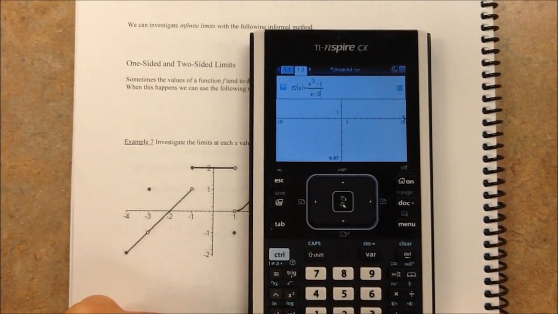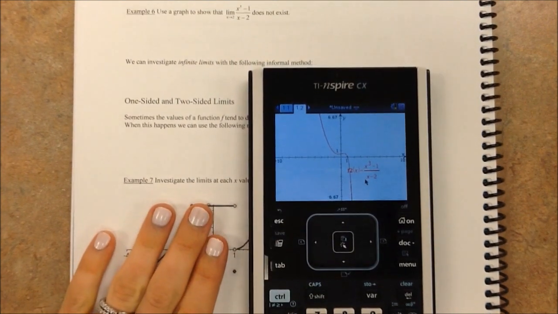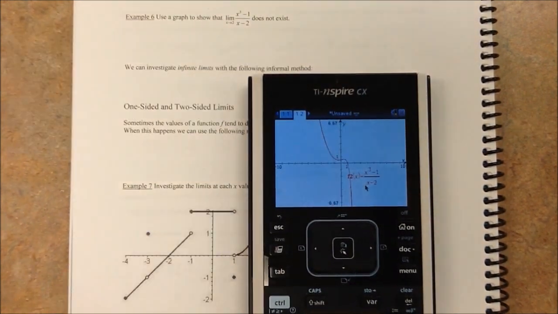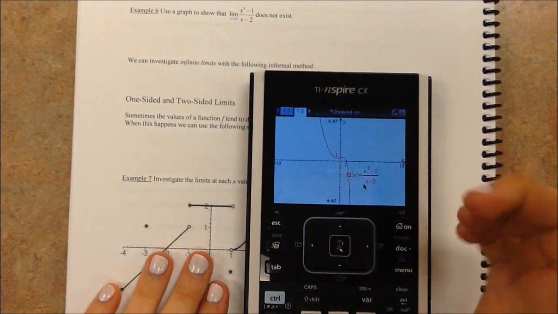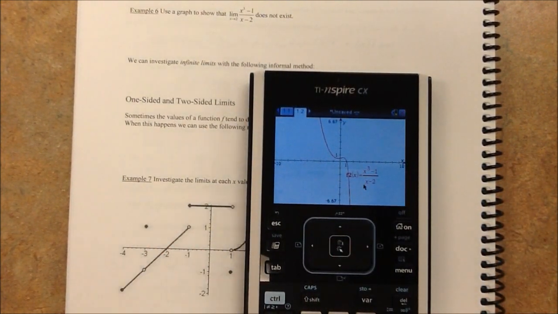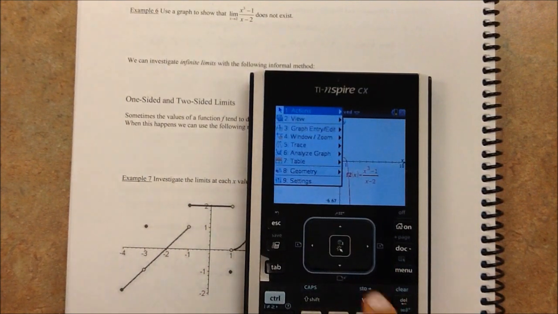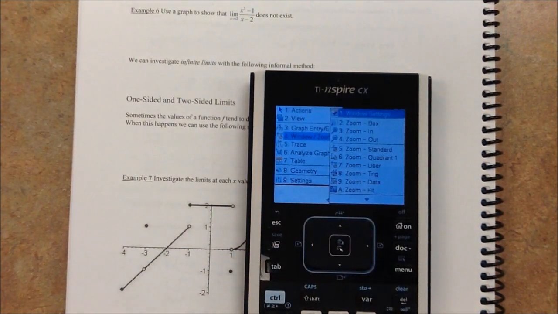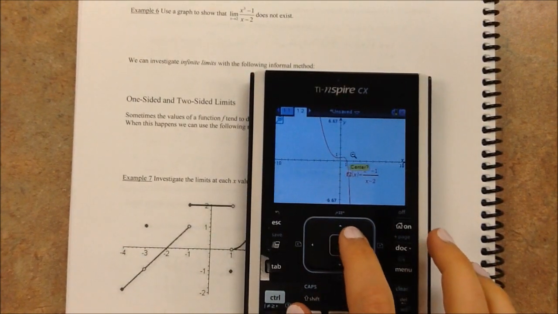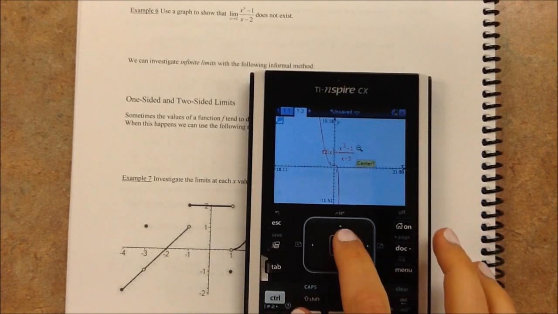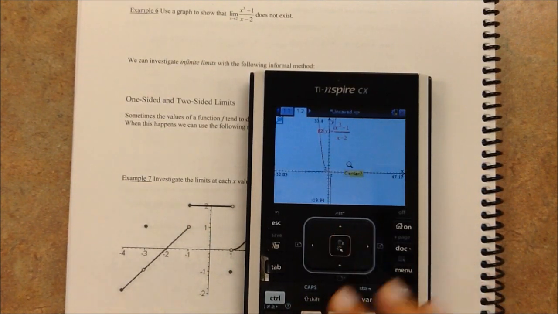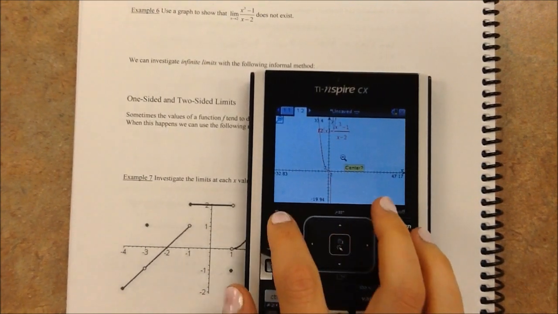Okay, so there's our graph. And this is actually kind of a weird example because there's another piece of the graph that we don't see. So I want to show you, hit menu, zoom out. We're going to take option 4. And we are going to zoom out around where x equals 2 would be. Okay, we're going to do it one more time. There it is. Okay, so it is hiding way up there.